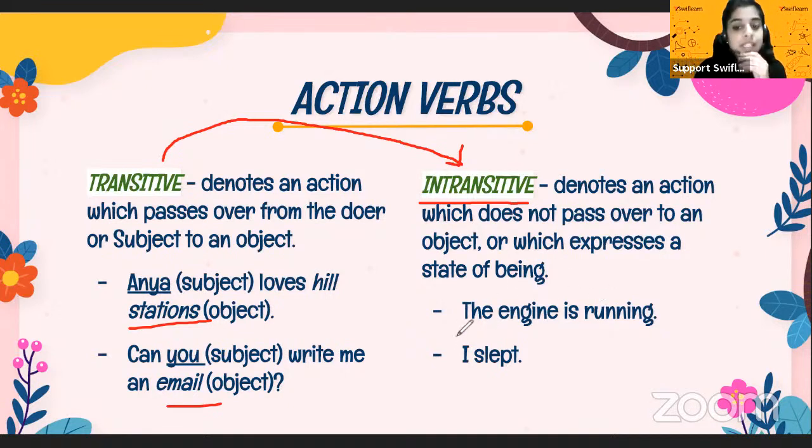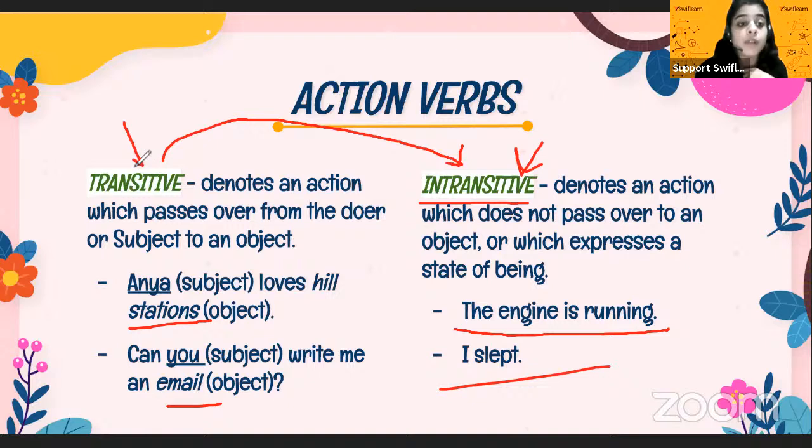For example, the engine is running. Do I need to tell what the engine is running? Can I ask this question? Will I get the answer to this? What the engine is running? No, I won't. I'm not getting an answer to what. And if I'm not getting an answer to what, then it is not transitive. It is an intransitive verb. Now second, I slept. What I slept. Is it making sense? No, it's not. I'm not getting an answer to what here. So if I'm not getting the answer to what, my verb is intransitive. If I am getting the answer to what, my verb is transitive.